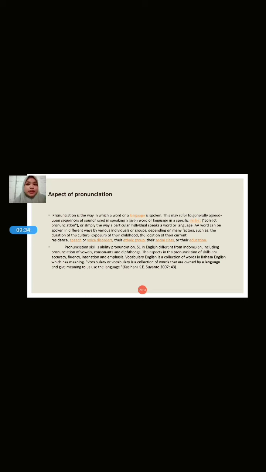Pronunciation skill is the ability to pronounce as one does in English, which is different from Indonesian, including pronunciation of vowels, consonants, and diphthongs. The aspects of pronunciation skill are accuracy, fluency, intonation, and emphasis. English vocabulary is a collection of words in English which have meaning. Vocabulary is a collection of words that are owned by a language and given meaning by those who use the language.